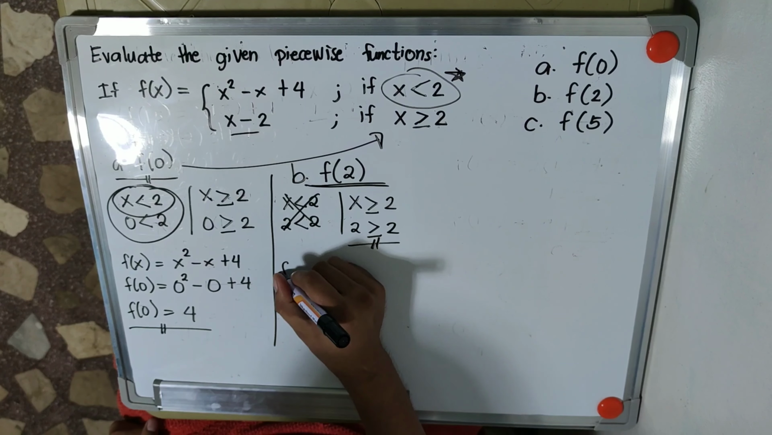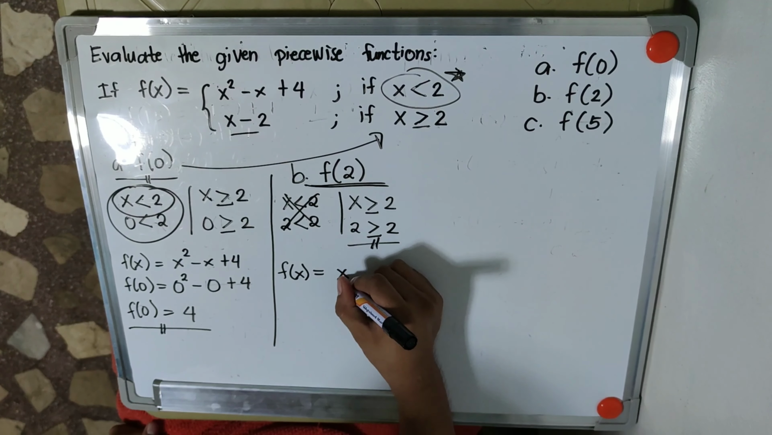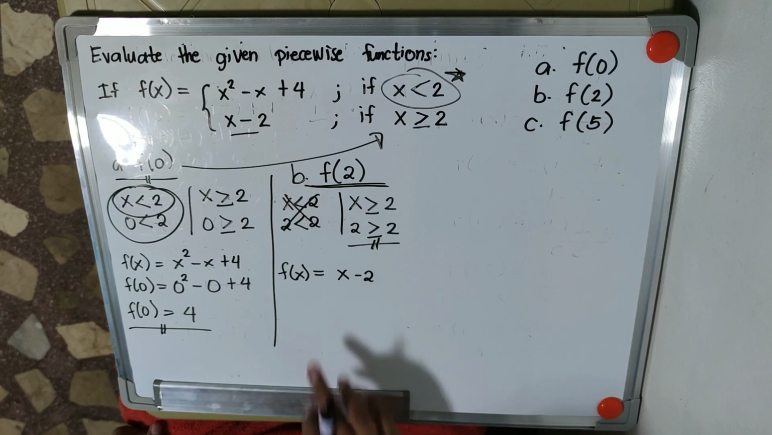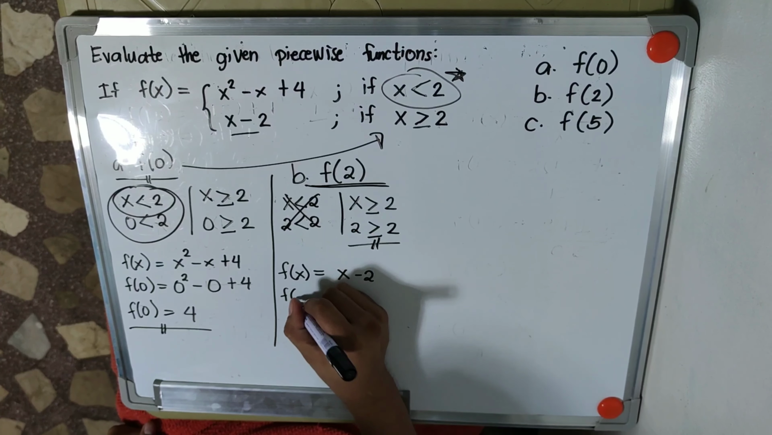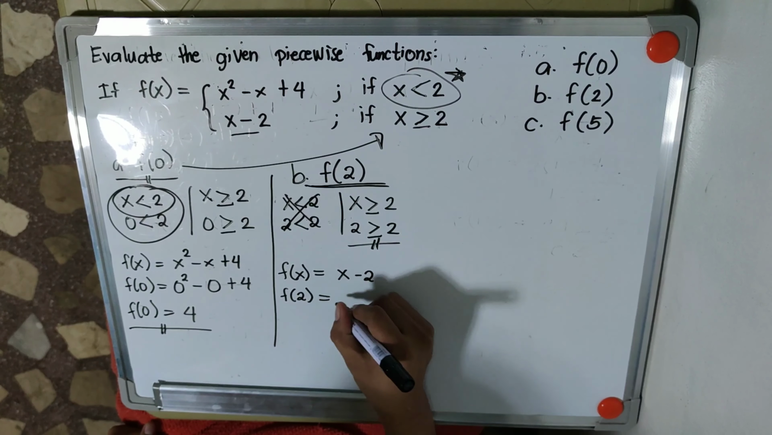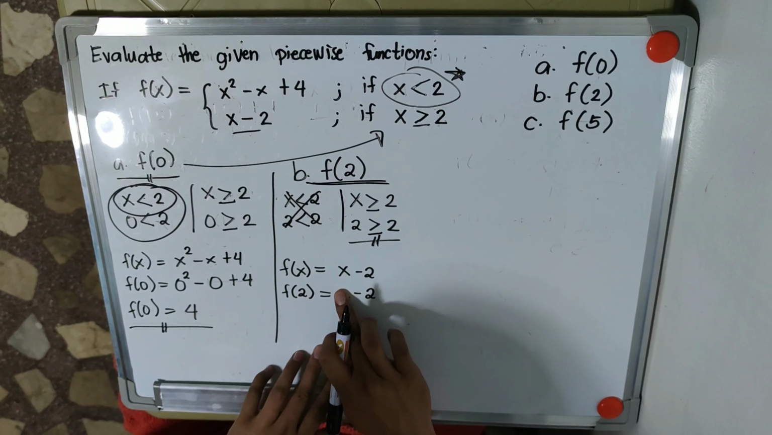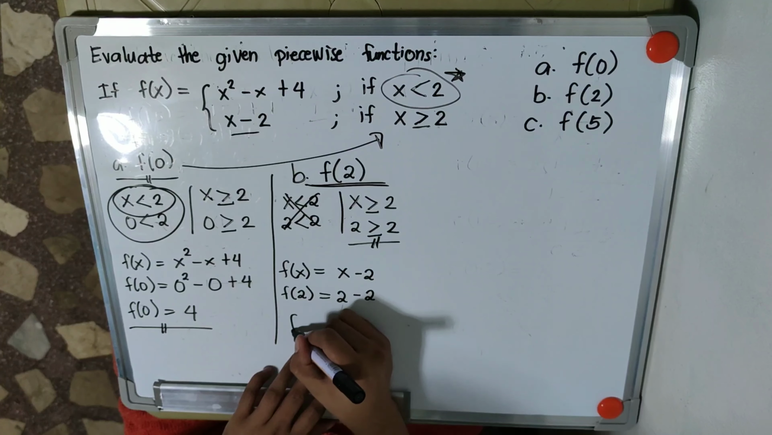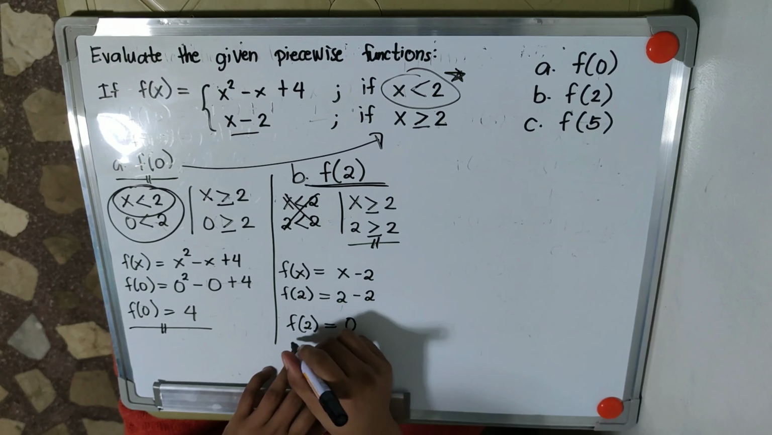So ano yung f natin? F of x, again, we are going to use the second equation. X minus 2. So again, let's repeat how to evaluate the function. Simply substitute the value of x to the given value of x. So f of 2 is equal to x minus 2. Oops, you have to substitute. Ano yung value of x natin? 2. So 2 minus 2. Therefore, our f of 2 is equal to 2 minus 2 is 0.